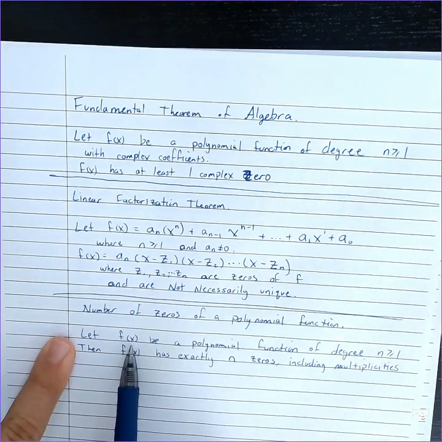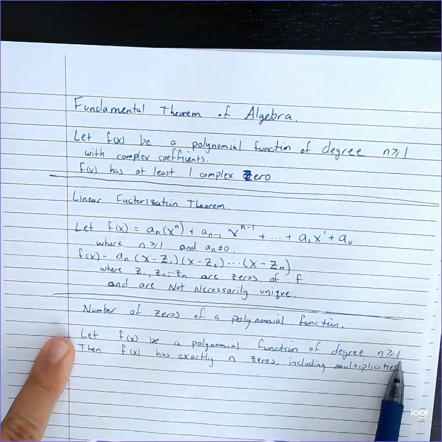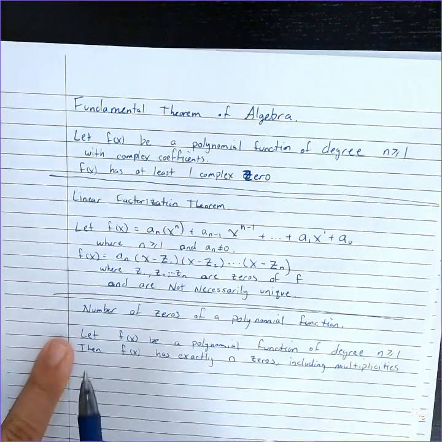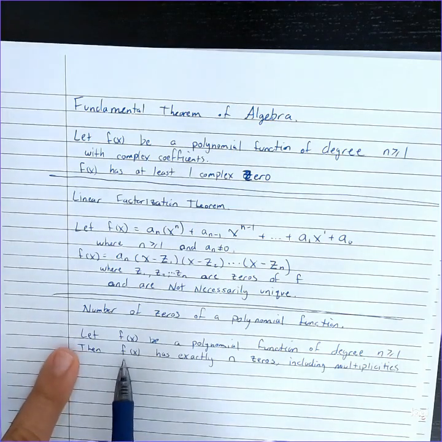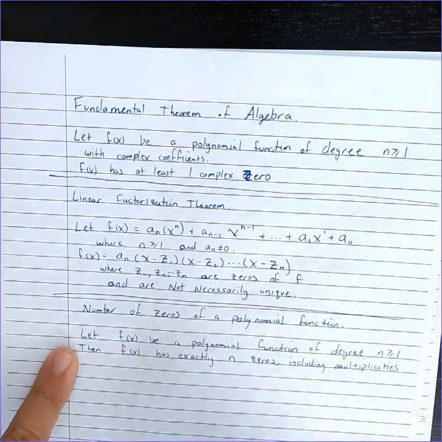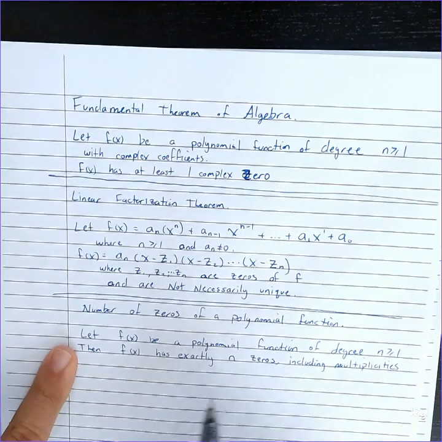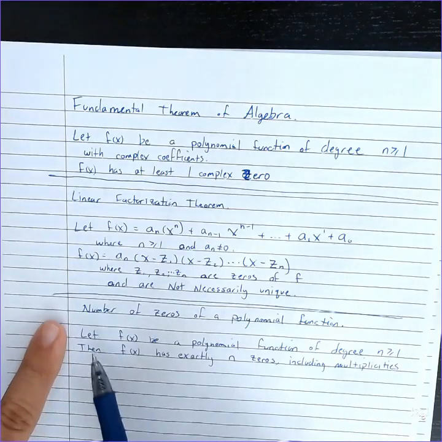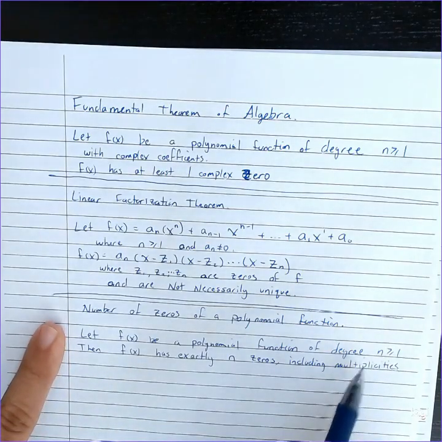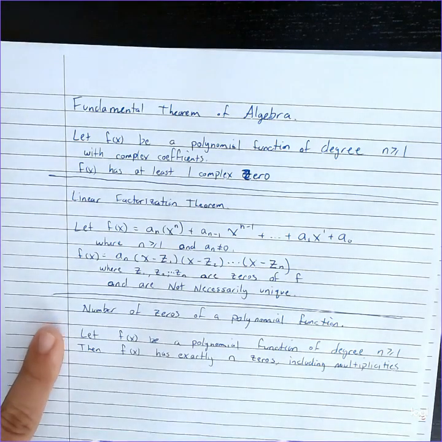We don't care what the polynomial function looks like as long as it's a polynomial and it has a degree that's greater than or equal to 1. If that's the case, then f of x has exactly n zeros, including multiplicities. So it's possible that you only have the number 5 as a zero, but it occurs multiple times. All right? So here, the degree of the polynomial function tells you the number of zeros, including the multiplicities of those zeros.